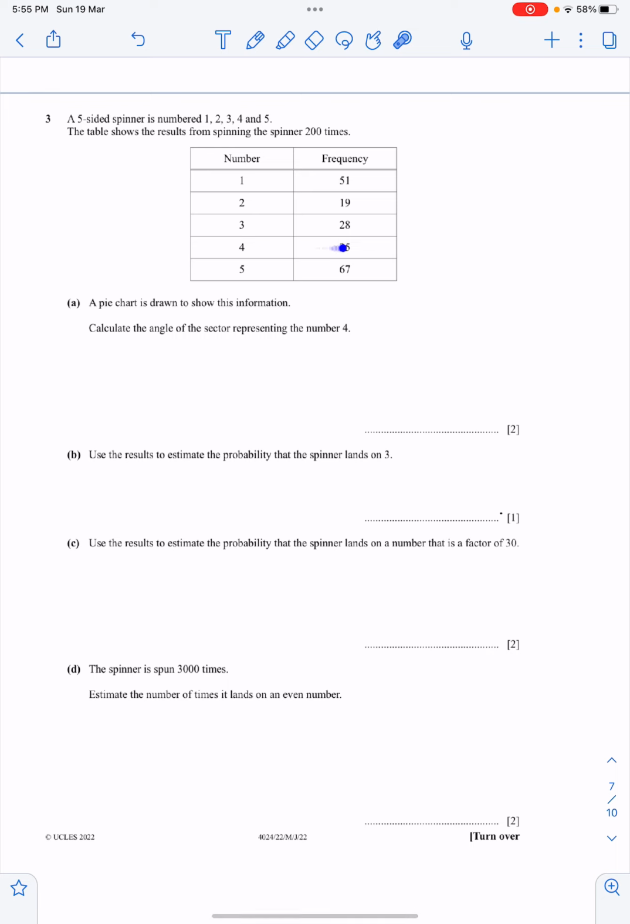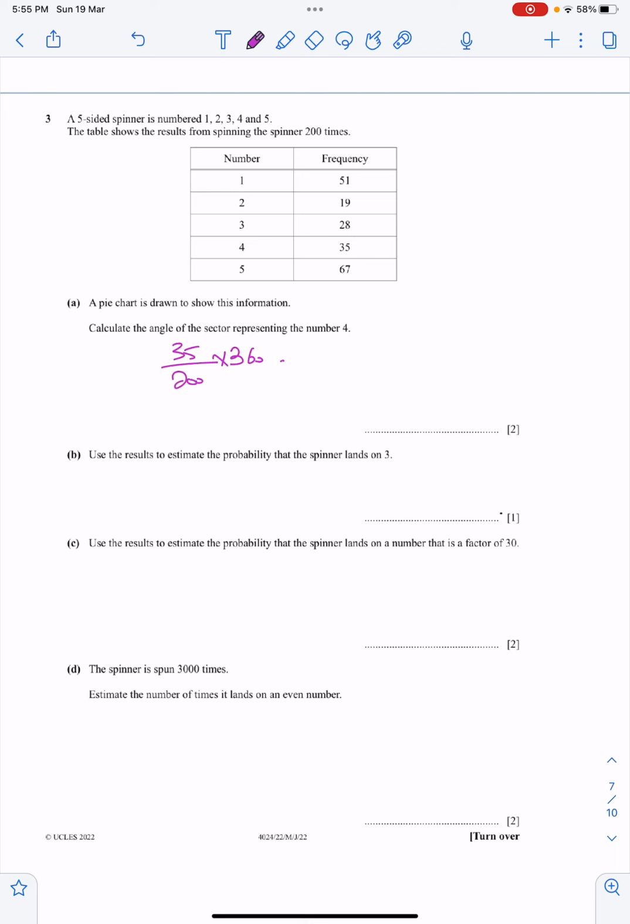So for number 4, the frequency is 35. 35 upon the total frequency, which is 200, multiplied by 360 is going to give you the angle of the pie chart. For the angle of the pie chart, you always take from the table the individual number divided by the total of all, multiplied by 360.